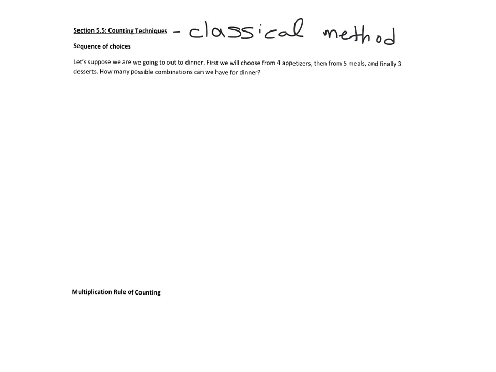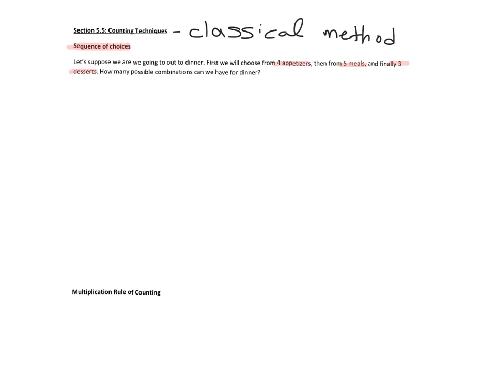All right, so the first type of technique we're going to learn about is the sequence of choices. The example we're going to use is going out to dinner. When we go out to dinner, we have a sequence of choices. We can choose the appetizer, then the meal, and then finally the dessert. So we make three choices in sequence. In this particular one, we have 4 appetizers, we can choose from 5 meals, and we can choose from 3 desserts. So we want to know how many different possible combinations we can have for dinner.